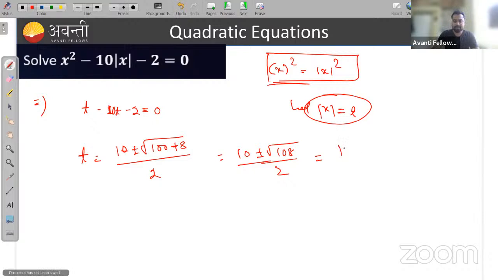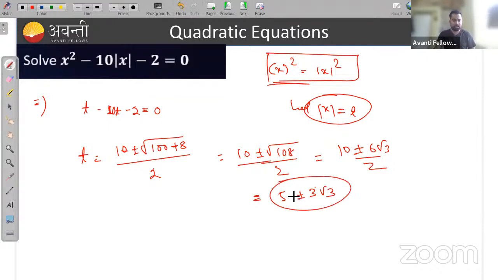So this will be 10 plus or minus 6 root 3 upon 2. So these are roots. You are getting 5 plus or minus 3 root 3. Yes. So roots are 5 plus or minus 3 root 3. Now, these are the values of t, but you need to find the mod x also.